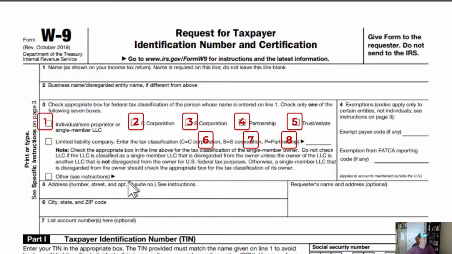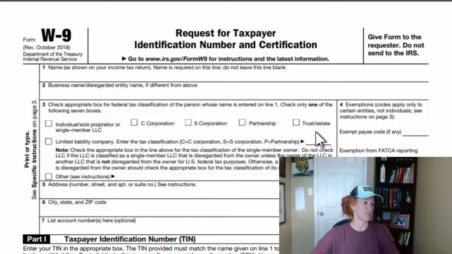So people who need a 1099 are boxes 1, 4, 5, and 8. I have never seen something come through as a trust and estate, but 1, 4, 5, and 8 should be what you issue 1099s to. If someone selects 2, 3, 6, or 7, they do not.